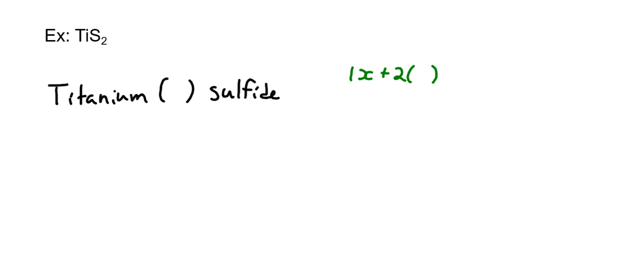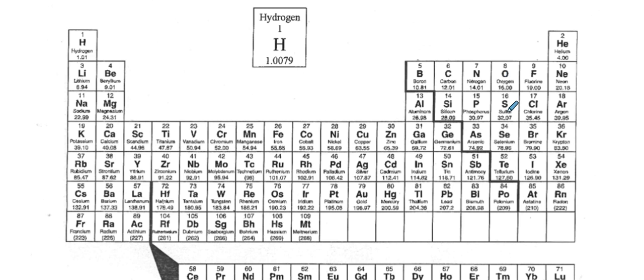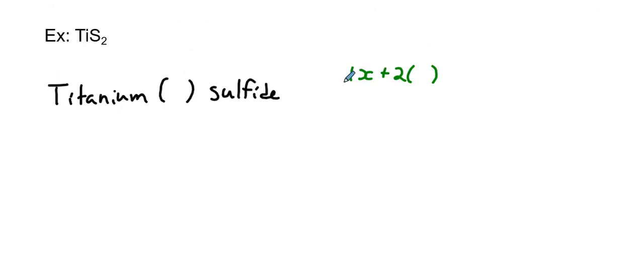Go back to the periodic table for this. Sulfur is group 16. It'll gain 2. It'll be a 2 negative ion, which is a negative 2 charge. And the whole thing has to equal 0. That's what the zero-sum rule says. Titanium is losing electrons. Sulfur is gaining them. So there's going to be no net charge on the whole thing.